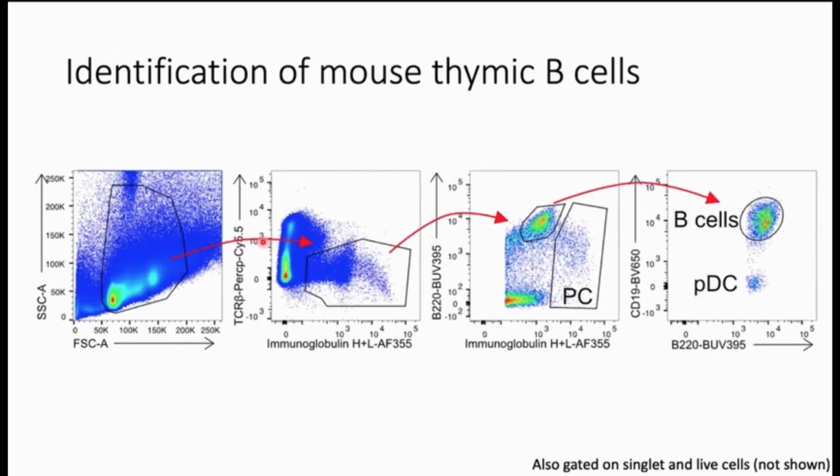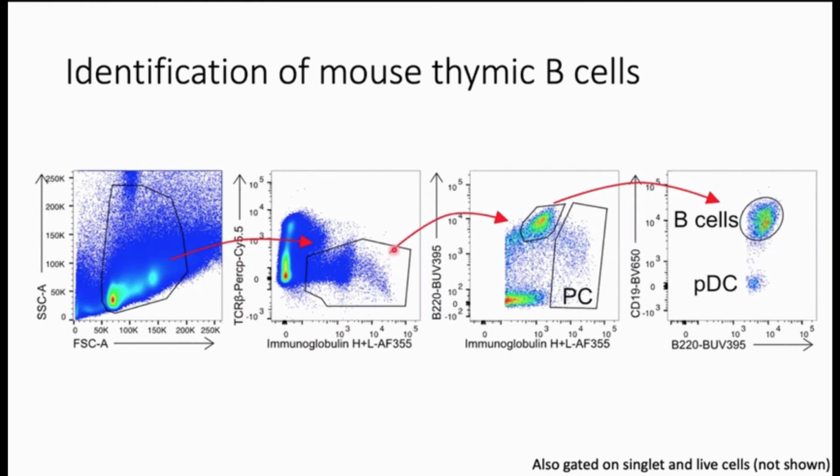So to address these questions, we first need to identify mouse Thymic B cells. And so we digest the thymus and look at viable thymocytes. This has also been gated on single cells and live cells. We are then able to identify B cells through their staining for immunoglobulin heavy and light chain, and excluding cells that stain for TCR beta.